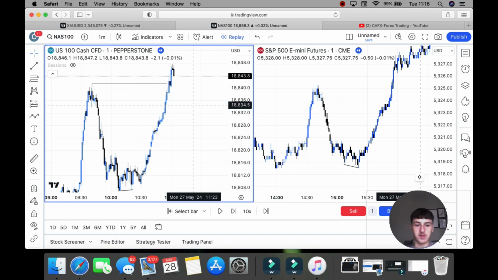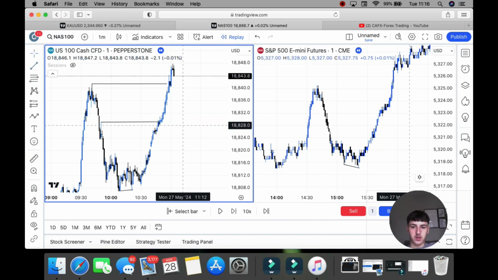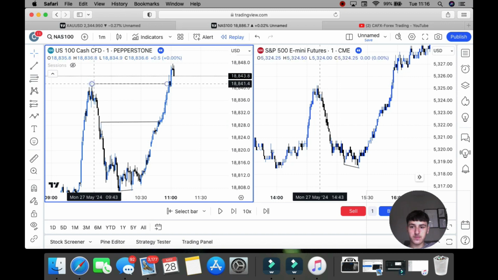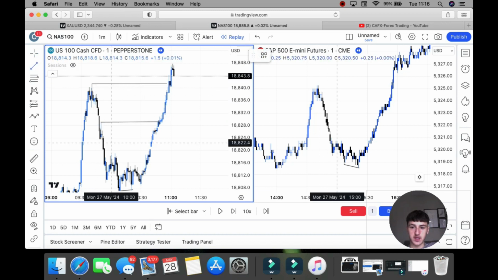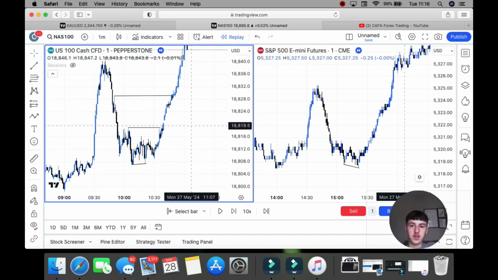Now I'm looking for either inversion fair value gaps, or a displacement up and then a retracement. They're the main two things that I enter off. But for now we're just going to mark out some targets. We've got a swing point there, we've got the top of the buy side liquidity there, and then here we've got the internal liquidity. So there's your three targets.